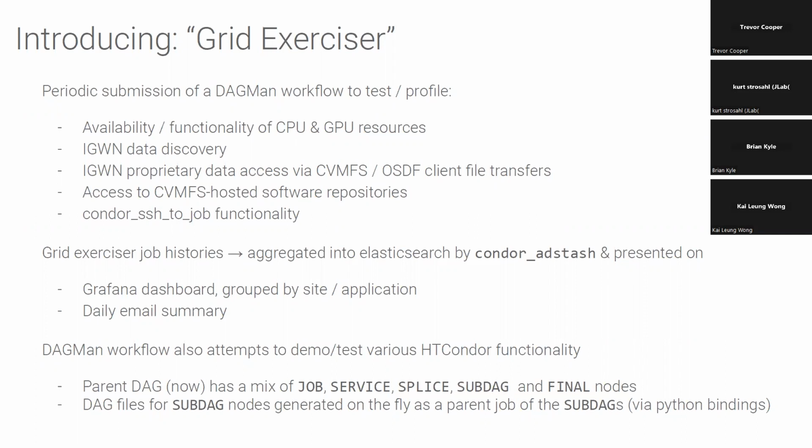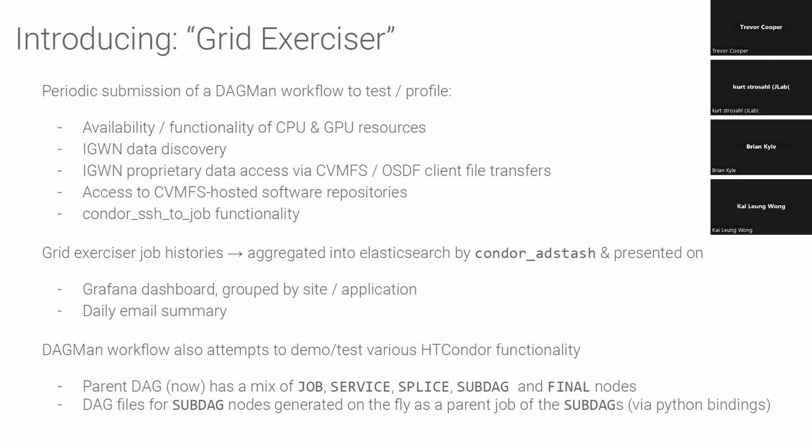All of those job histories are then aggregated into Elasticsearch by the, I think, fairly new Condor AdStash tool, which has really been helping me a lot to debug problems and user-facing issues. So, an advert for AdStash. And then those are all aggregated and rendered onto various Grafana dashboard panels and, in principle, a daily email summary that's currently broken.